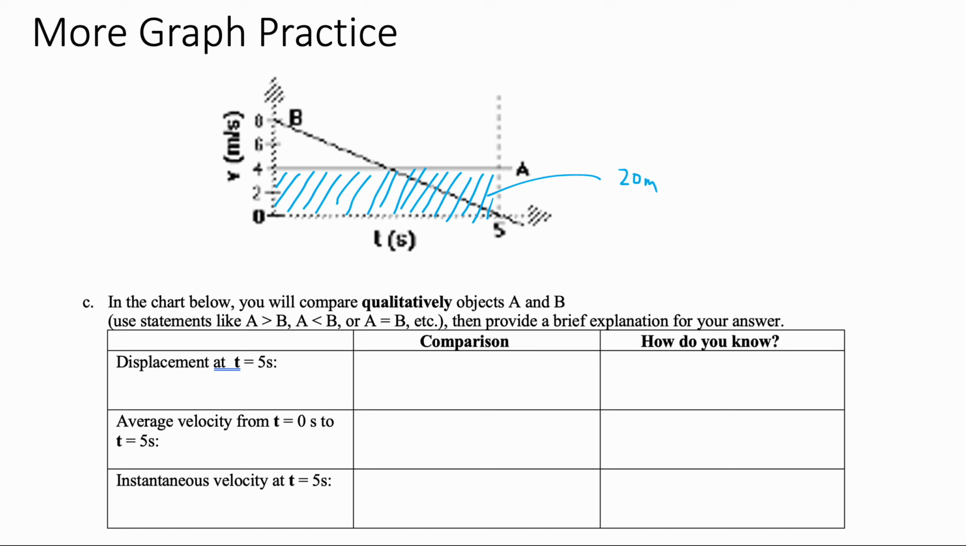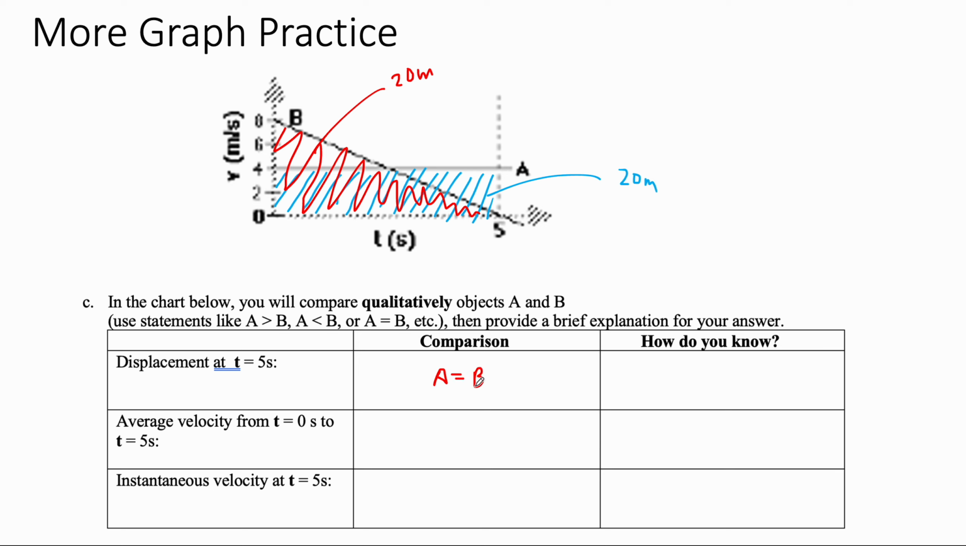How far did B go? Well, if you look at it for the entire time, it would be, and I'm going to just scribble on this one, the area of this triangle. The area underneath the velocity for B. What's that? Well, remember, triangle's 1/2 base times height. Ironically, it would give you 20 meters as well. So who has a greater displacement at 5 seconds? The answer is, believe it or not, they're equal to each other.